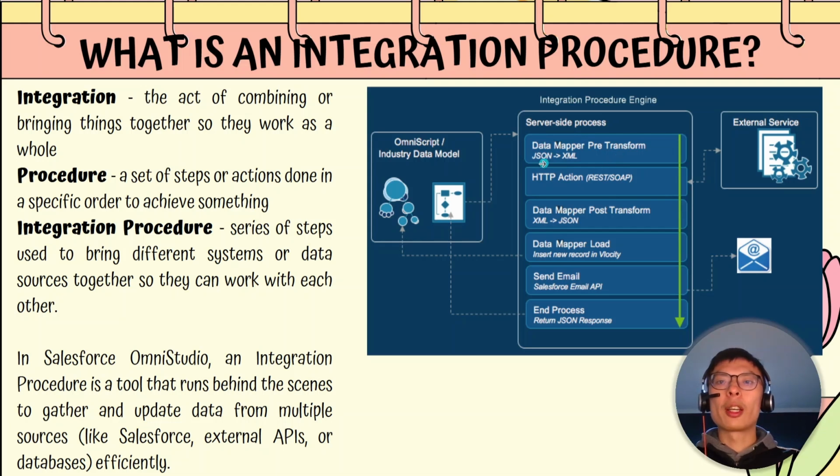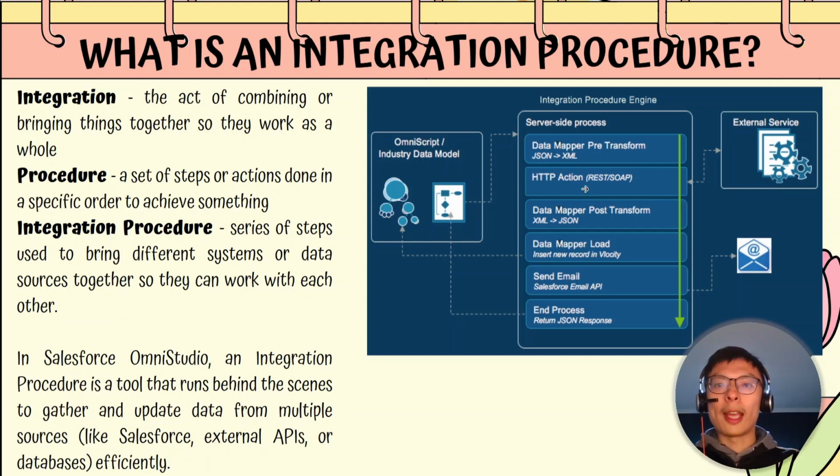This converts the incoming data, usually in JSON, into XML. You might be asking why we need to convert from JSON to XML. This is because some external systems, especially legacy or SOAP-based ones, require XML format. OmniStudio works in JSON by default, so this step basically prepares the data for external consumption.